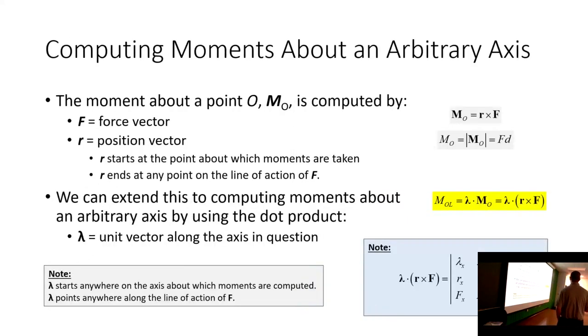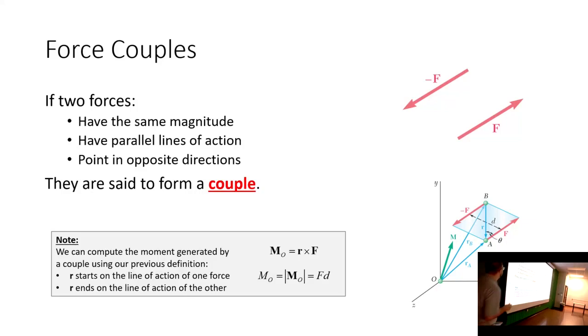If we're computing moments about an arbitrary axis, all we're doing is, instead of i, j, k here, we just use the x, y, and z components of the unit vector along that axis in question. So remember, F is the force vector, r is the position vector. But this time, it ends anywhere along the line of action of F, and instead of starting at a given point, that's a typo there, it starts along the axis. That's a typo. I'll fix that later.